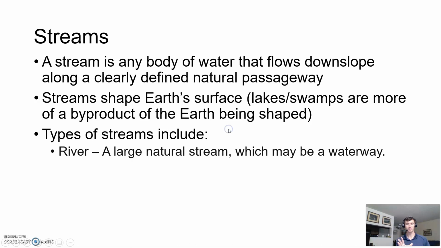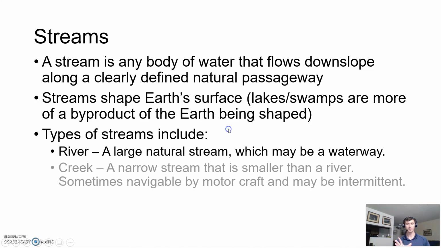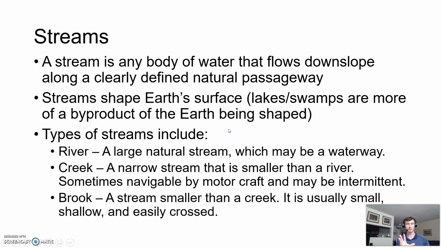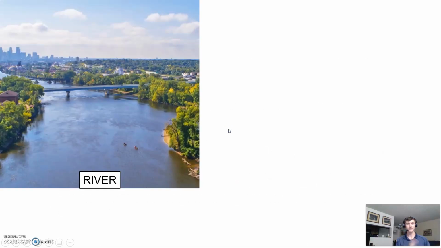And types of streams, we're going to cover rivers, biggest, creeks, which are somewhere in the middle, and brooks, which are the very smallest. And the best way to think about this, the way that I like, a river is so large that not only can you not jump across it or step across it, but you couldn't even throw something from one side to the other. If you've ever been to somewhere like the Mississippi River, you know that this is really quite a bit bigger than it looks. You couldn't throw something to the other side, you couldn't step to the other side.